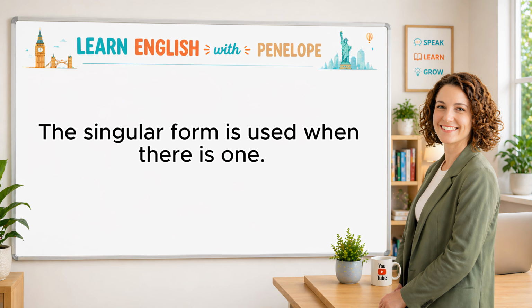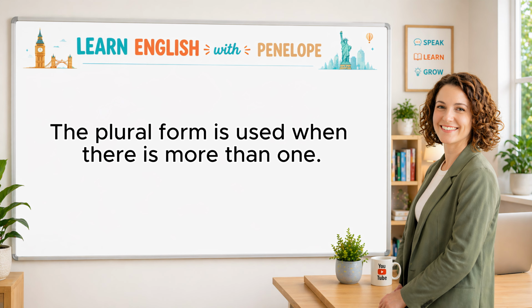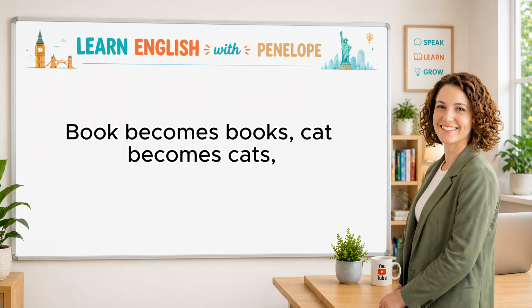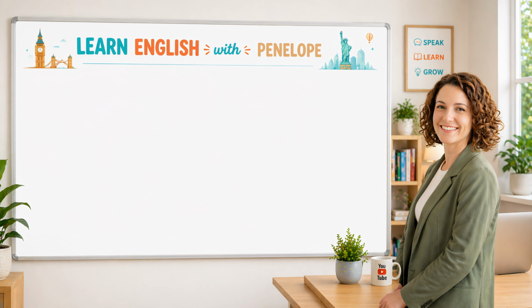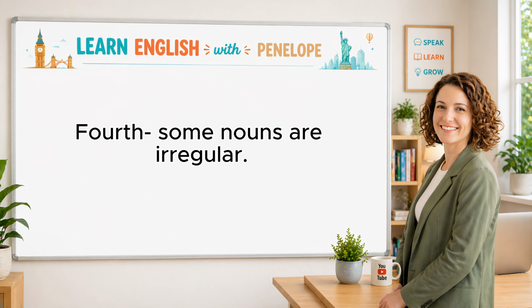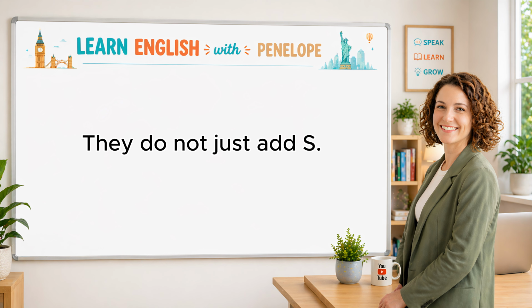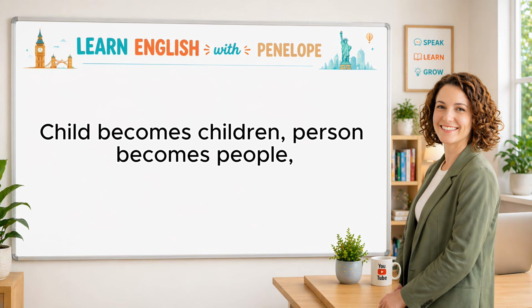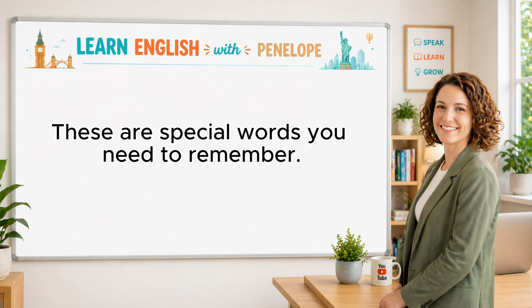Third, countable nouns have 2 forms. The singular form is used when there is one. The plural form is used when there is more than one. We usually make the plural by adding s to the end. Book becomes books. Cat becomes cats. Friend becomes friends. Fourth, some nouns are irregular. They do not just add s. They change their form completely. Child becomes children. Person becomes people. Tooth becomes teeth. These are special words you need to remember.